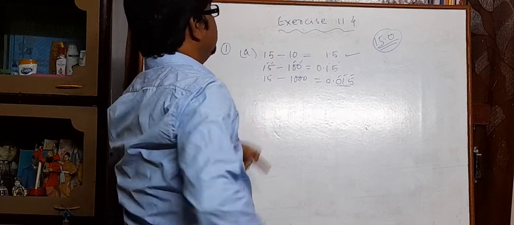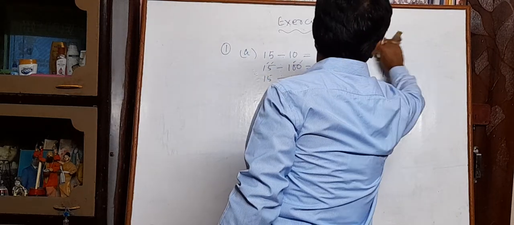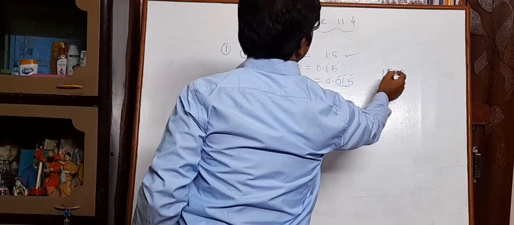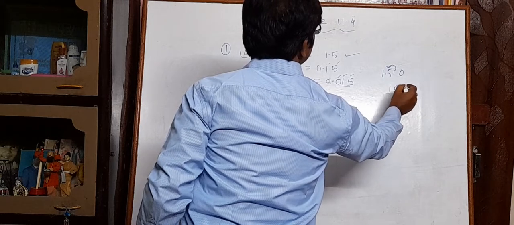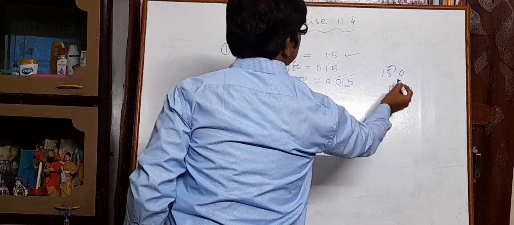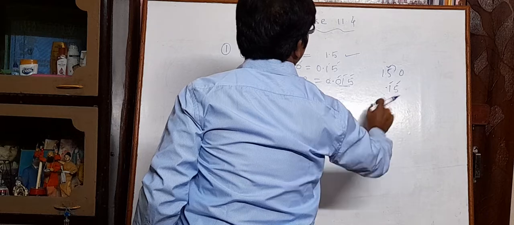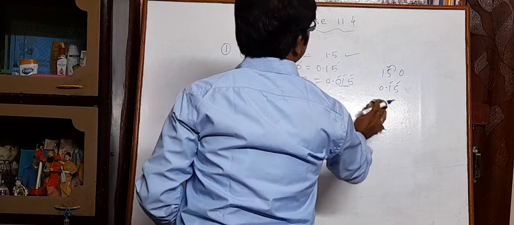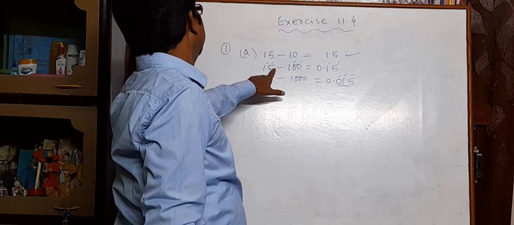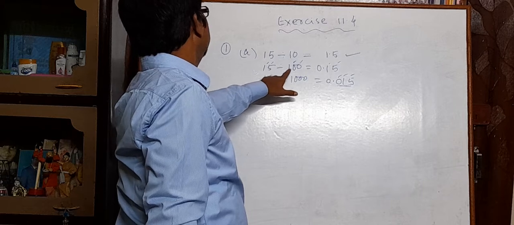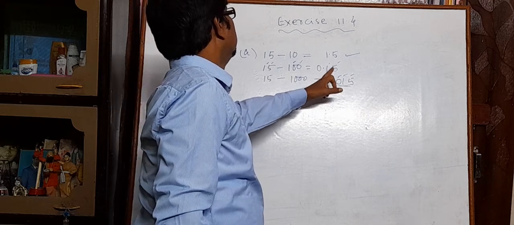See, 15 means what? 15.0. Remember that 15 means 15.0. So the decimal point will be shifted one place. Two places means the decimal point will be shifted two places to the left side, 1, 2. The point will be placed here. And for confirmation we put 0. This I have done in the second part, when we divide 15 by 100. So the decimal point has been given after 2 digits.